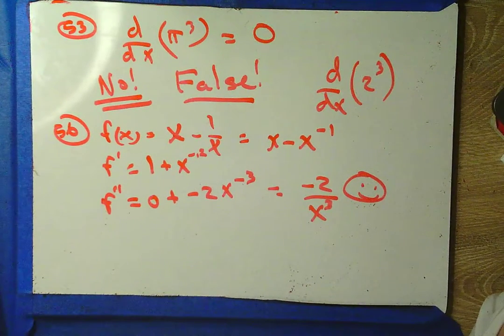So that's 56. Oh, it's multiple choice. And 56 looks like, there it is, D.